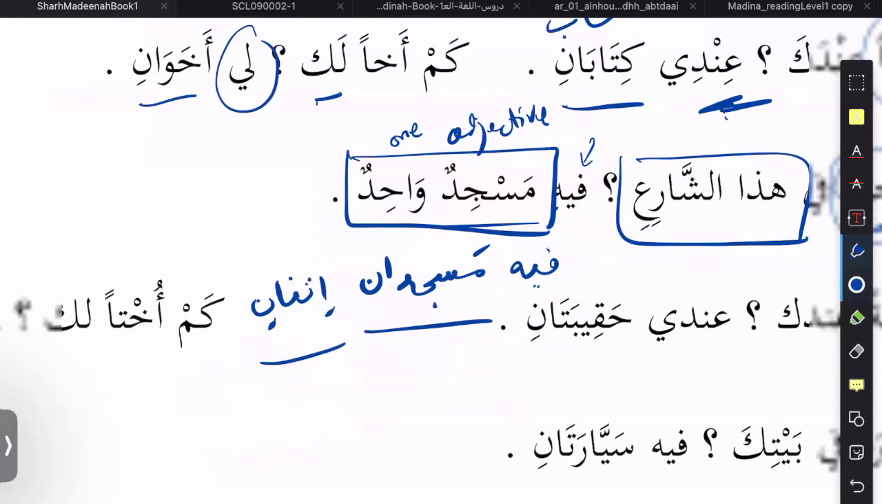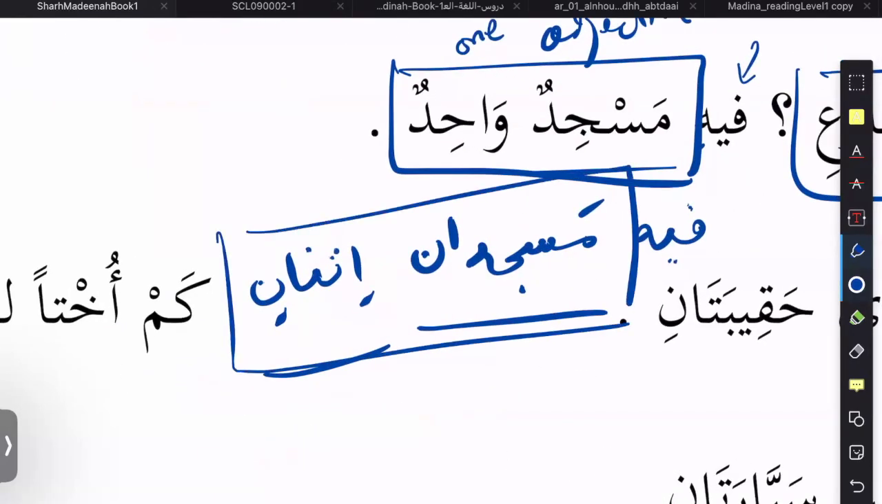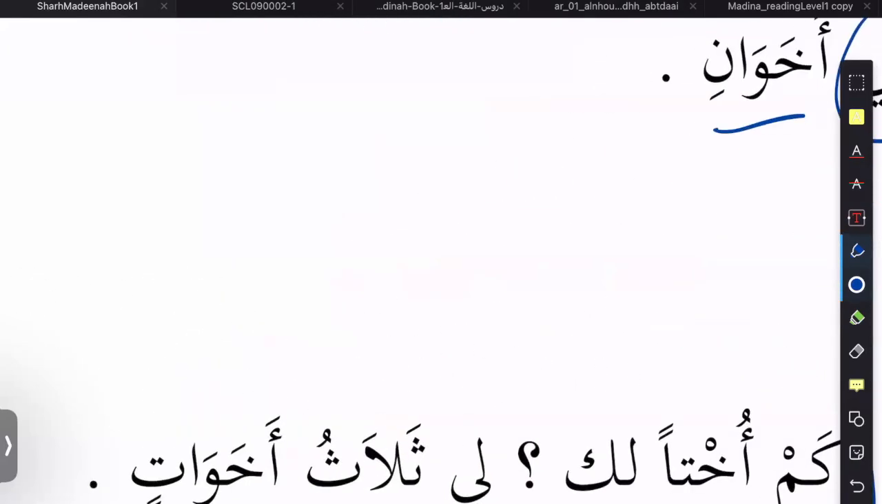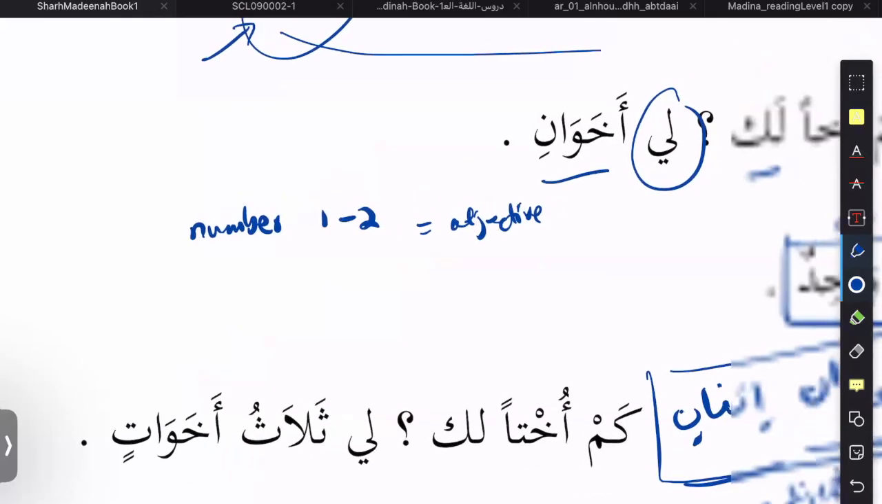Yes. And what about this one? Masjidani ithnani. It's the same thing, they're adjective. So here's your first rule about numbers when you use the numbers with anything. The first rule: numbers 1 and 2 are an adjective phrase. So anytime you want to say one book or two books, one pen, two pens, one man, two men, anytime you want to use one and two, you have to use them in an adjective phrase.